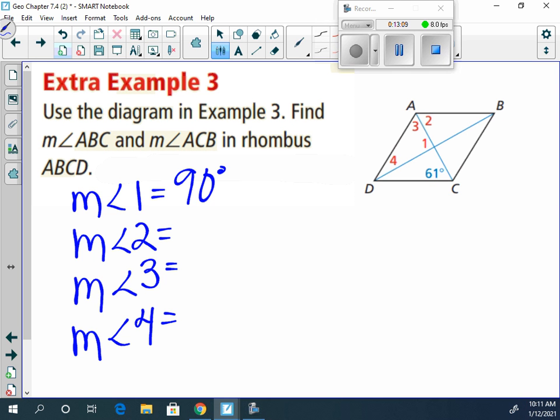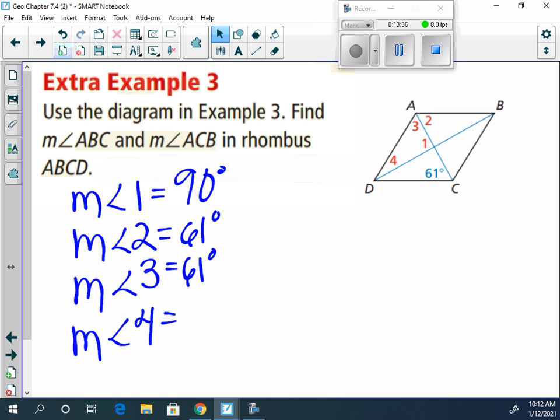That's kind of nice. They intersect at right angles, yes? What's another one we could find? Angles 2 and 3, what are they going to be? 61. Because the opposite angles inside of a parallelogram are congruent, and the diagonals bisect each other. So those 4 angles are going to be congruent.